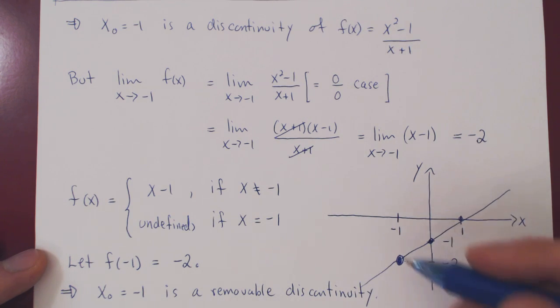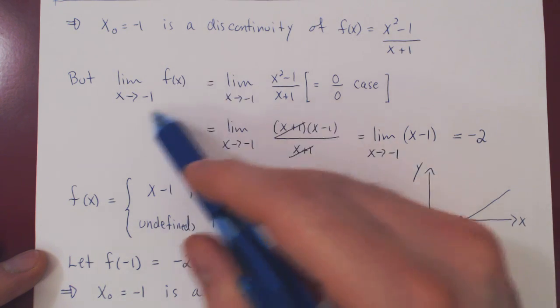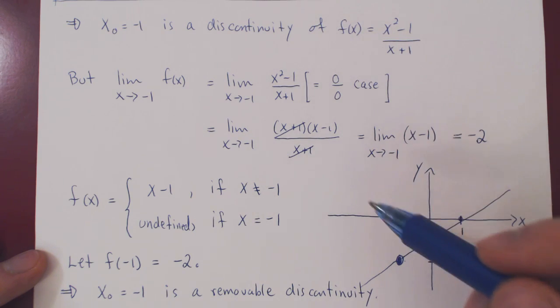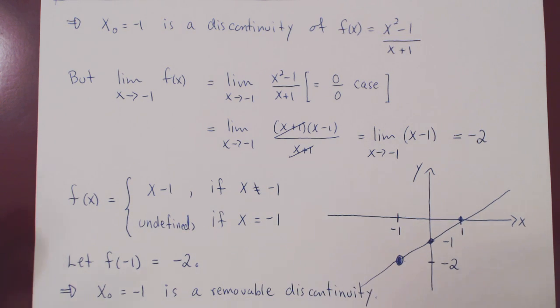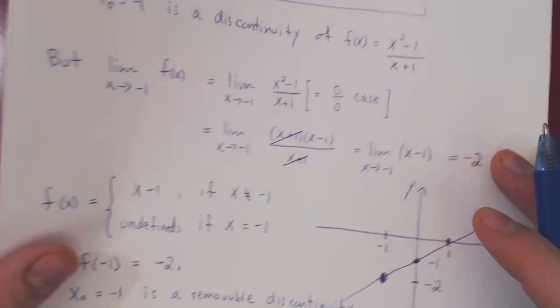And that's it. So you'll see that when you have a removable discontinuity, the limit of the function will have to exist, but the function will simply be undefined at the given point. So there'll be a y value missing. Let's do one more example of a removable discontinuity, one that is slightly more interesting.